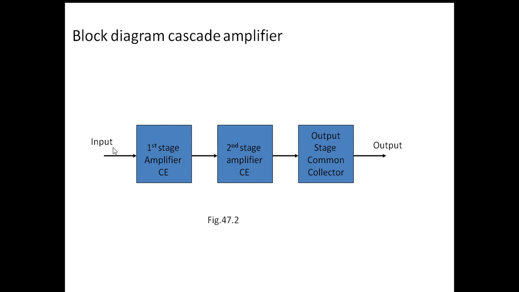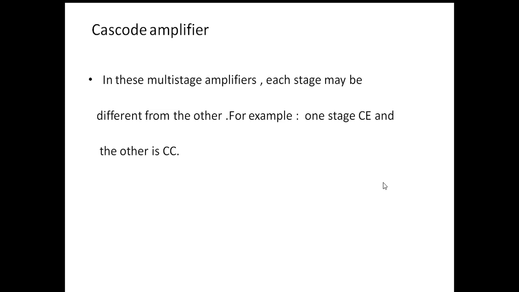Here, the input is given to the first stage of the common emitter amplifier, and the output of the first stage is connected to the second stage of the common emitter amplifier. Since the two stages are similar, this is nothing but cascading. In order to measure the output, generally common collector is preferred. Why? Because we have just discussed that the common collector has low output impedance.